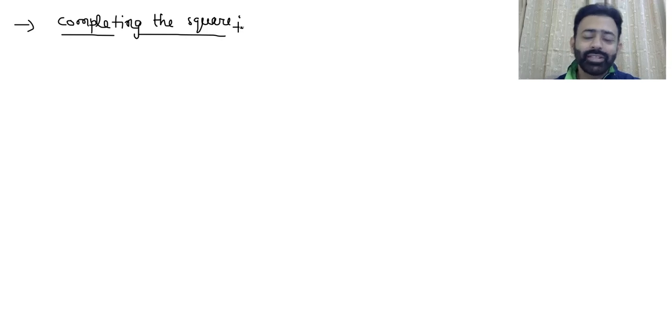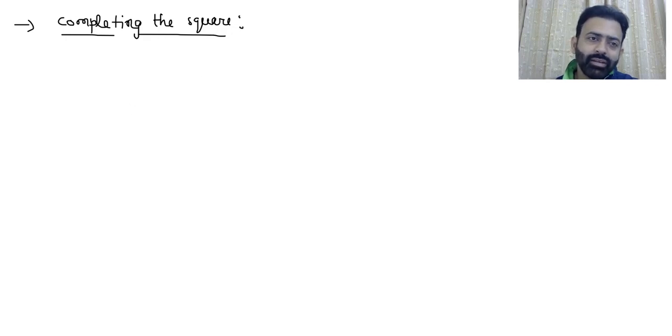Just like a plus b whole square, the proof of a plus b whole square is a square plus b square plus 2ab. What is the geometric proof? There are certain squares and rectangles involved. Similarly, completing the square also involves some kind of rearrangement of figures. So we are not going into this. We are just dealing with the algebraic aspect of this topic.